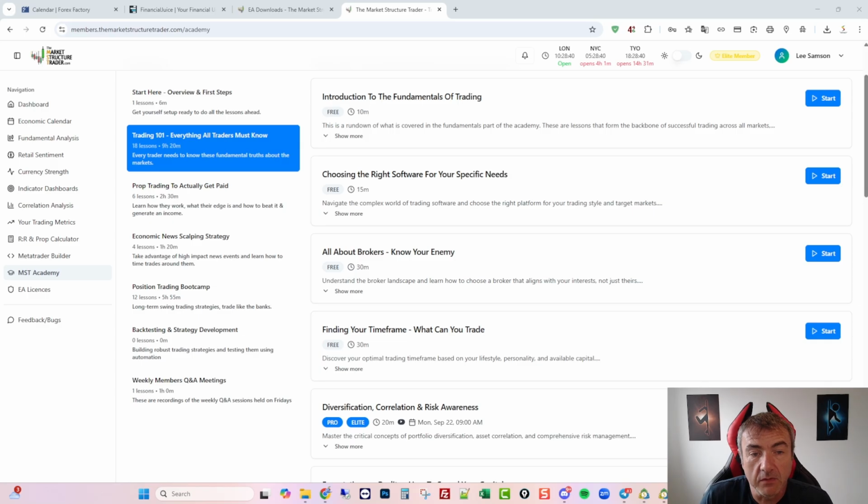So we're starting off here with choosing the right software for your specific needs. This is going to be about looking at the different types of software that are available for you as a trader. Depending on who you're going to be trading with, whether it be prop on futures, prop on CFD, or your own capital, you can choose from multiple pieces of software, and each has advantages and benefits. Automation is an important part of what I personally do, so I use MT4 and MT5 because I want to automate as much of my trading as possible to take the emotion out of it.